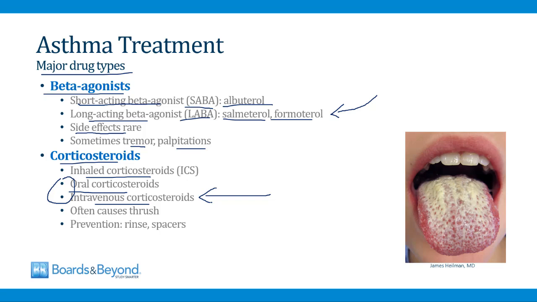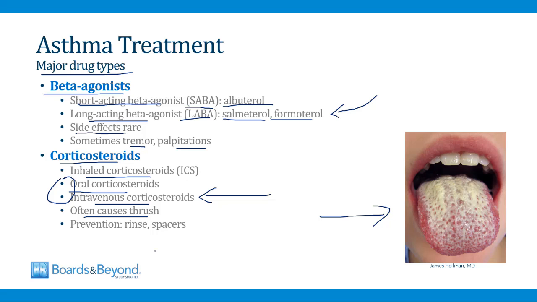The main problem with corticosteroids when they're used in asthma is that patients inhale them, and this often causes thrush. This is a picture of thrush shown on the screen here. When patients inhale corticosteroids, some of the drug gets on the tongue and the buccal mucosa. This suppresses the immune system and allows candida to grow, and that's what thrush is. It's a candida infection of the mouth.